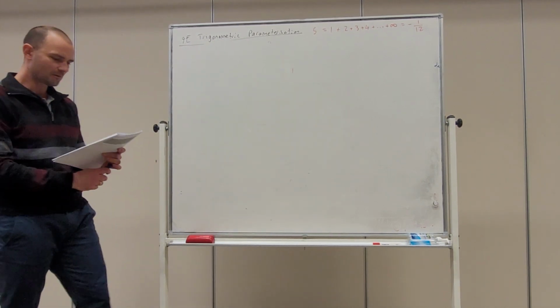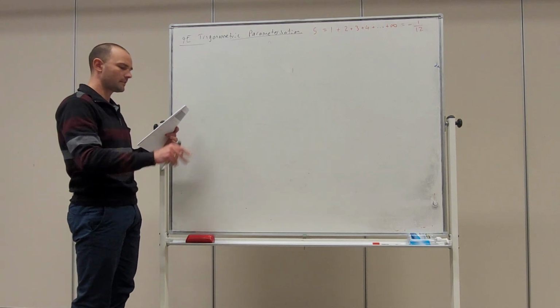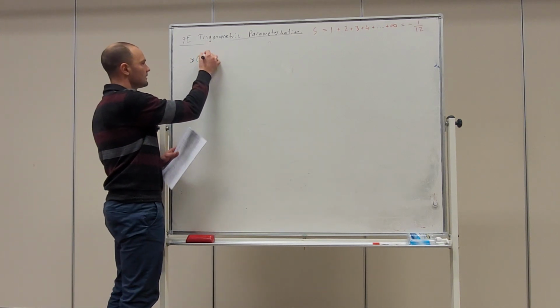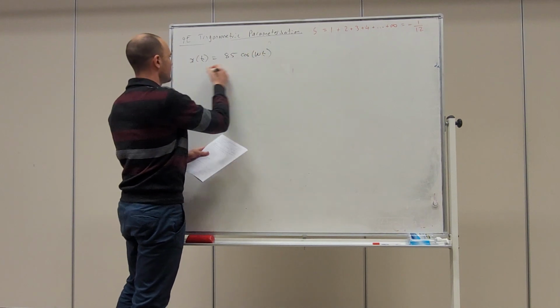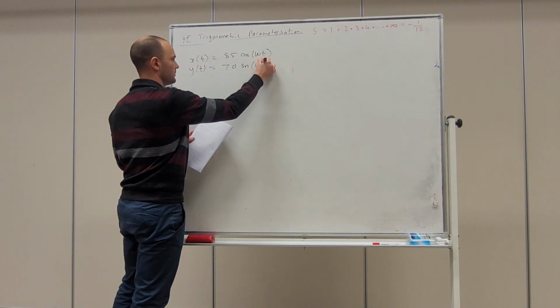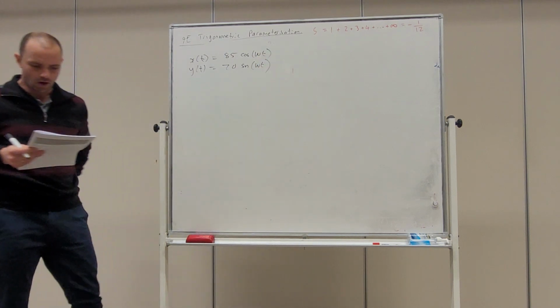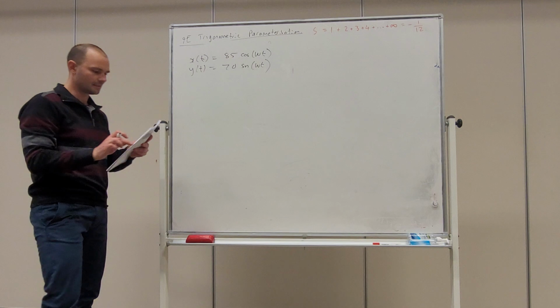We have a footballer running laps of the oval. His position is given by this equation. So we have x of t is 85 cos wt, and y of t is 70 sin wt. Show that the Cartesian equation of the footballer's path is this.